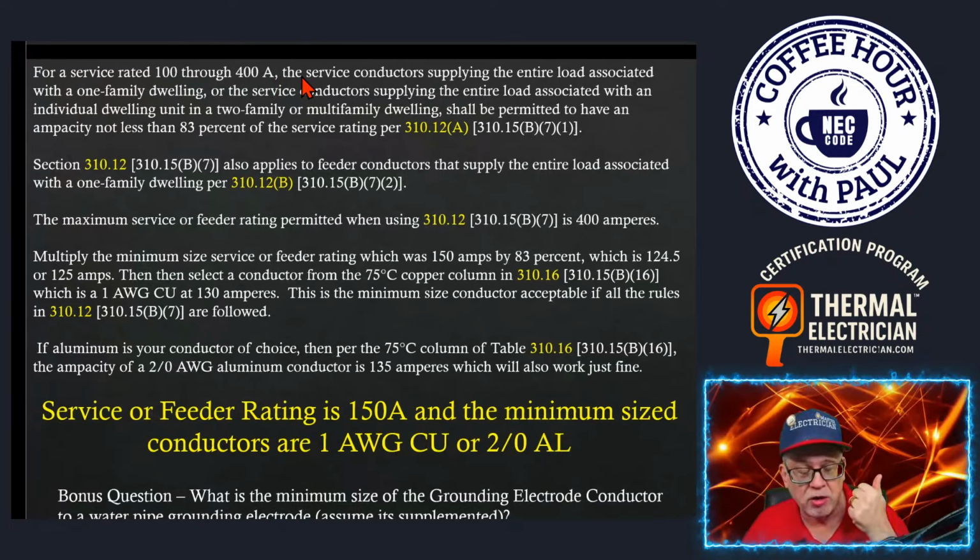So we're already there because we know it's over 100, but it's not over 400. So yes, we're there. The service conductor supplying the entire load associated with the one family dwelling, or the service conductor supplying the entire load associated with an individual dwelling unit in a two-family or a multifamily dwelling. So yes, folks, you can use 310.12 for the individual dwelling units of a multifamily dwelling.